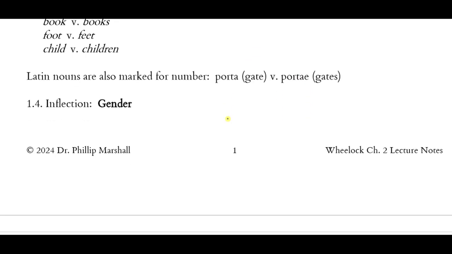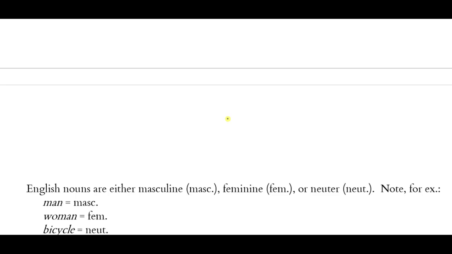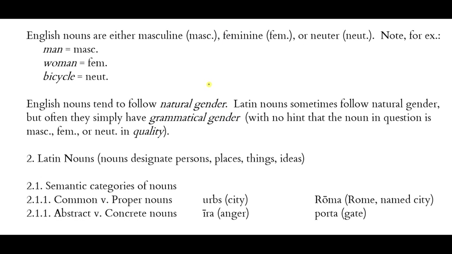All right, now inflection for gender also happens in English, but there's some differences here between English and Latin. Now in English, all of our nouns are construed as either masculine, feminine, or neuter. So the word man would be masculine, and I would use a masculine pronoun to replace that noun, he, right? The man, he went to the store. Woman is feminine. I'd replace with a feminine pronoun, she. Bicycle is neuter. I would replace that with a neuter pronoun, it.